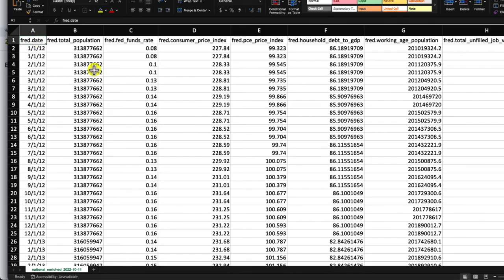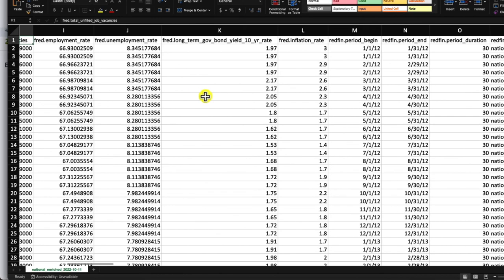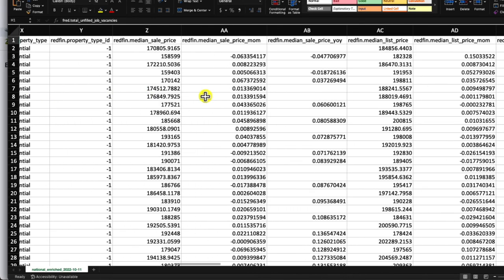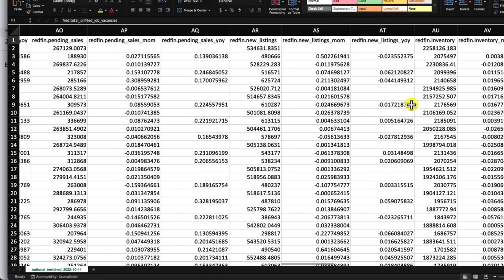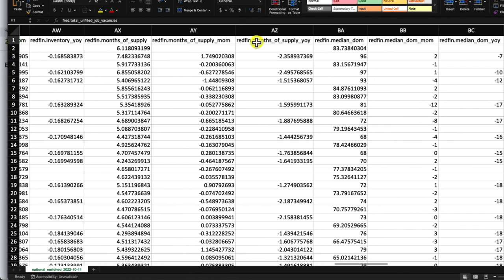If we look at the data, we have information dating back to 2012. We have information coming from FRED, including total population for the US, Fed funds rate, consumer price index, PCE, household debt, working age population, unemployment rate, and more. We also have all of our housing stats, including median sale price, median list price, price per square foot, inventory, price drops, and again, more columns are available.